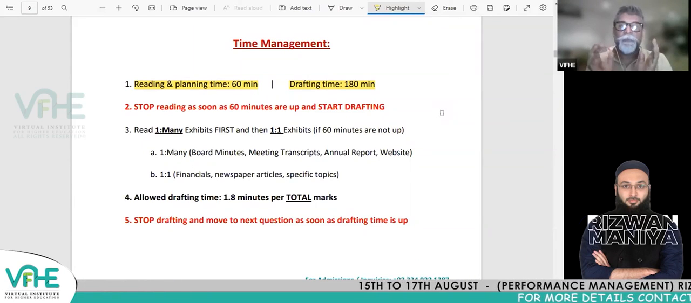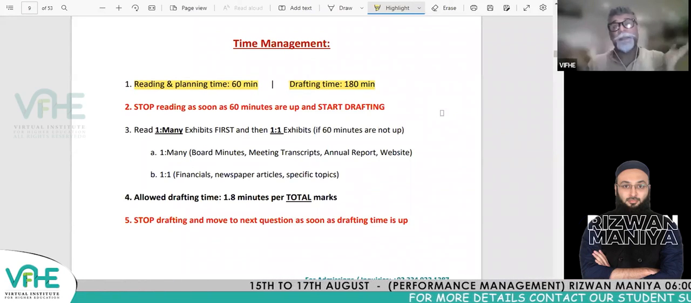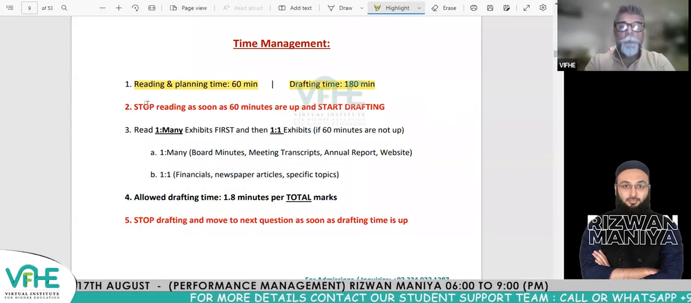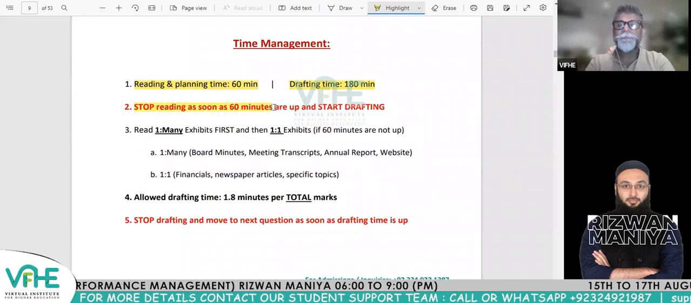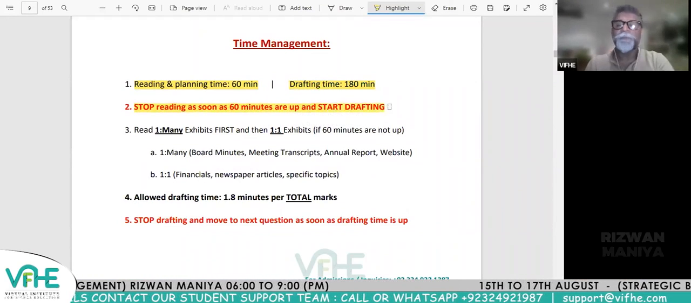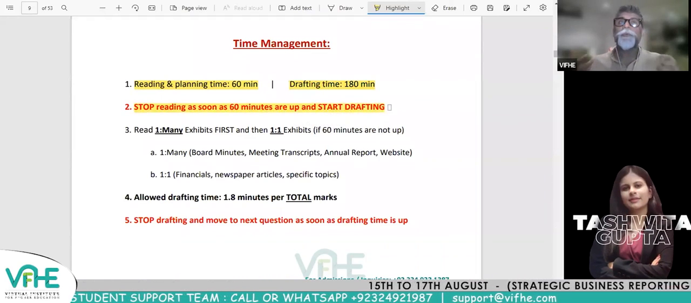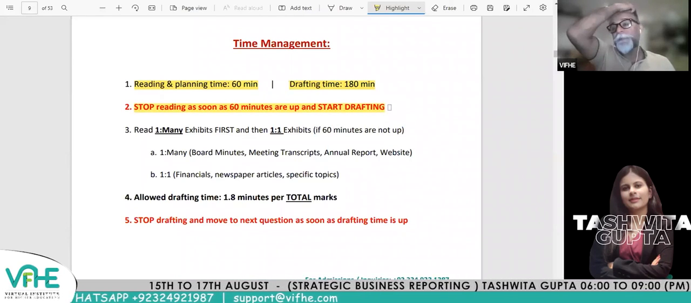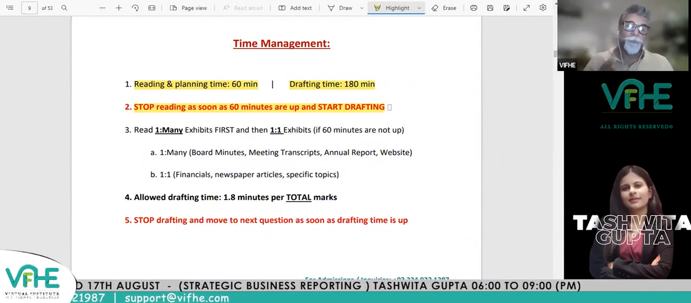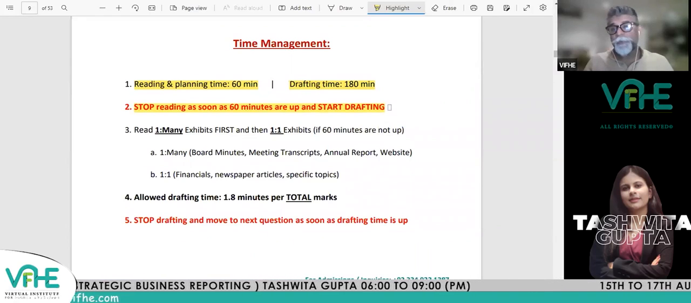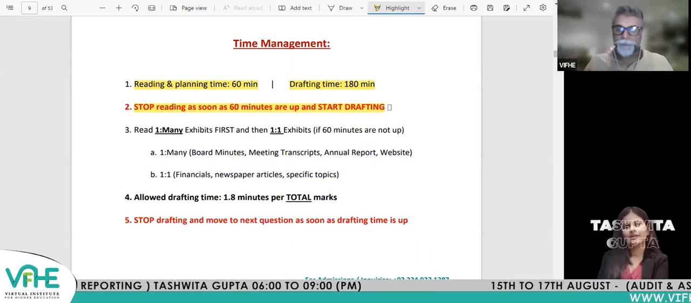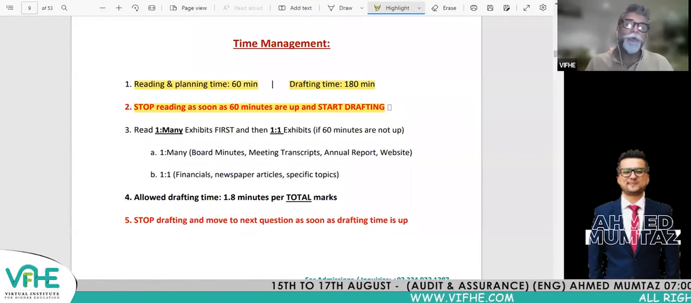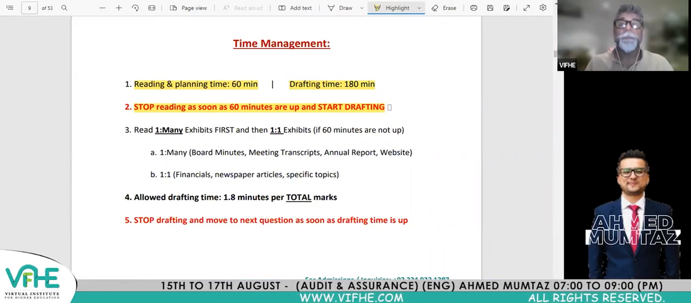But generally, if the case is lengthy, maximum reading time is 60 minutes. Stop reading as soon as 60 minutes are up and start drafting. This is a very important thing. If the scenario is lengthy, it may take you 70 or 75 minutes to read. But obviously, if you take more time in reading, then your drafting time will reduce. So do not make that mistake. The maximum reading time you should allow yourself is 60 minutes.